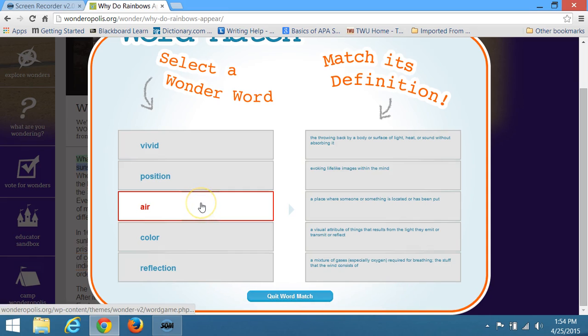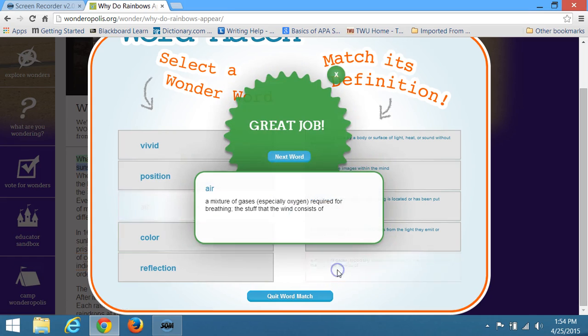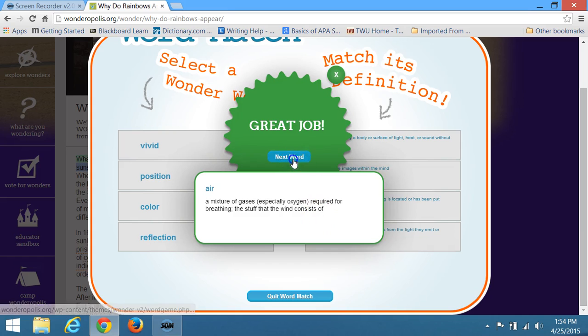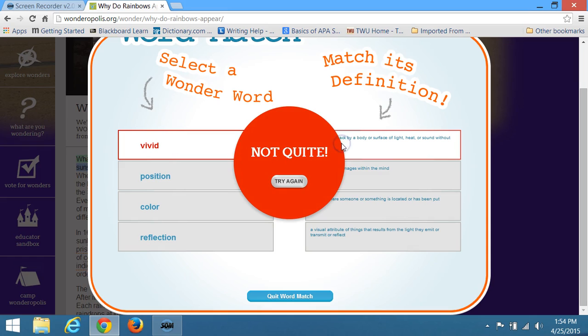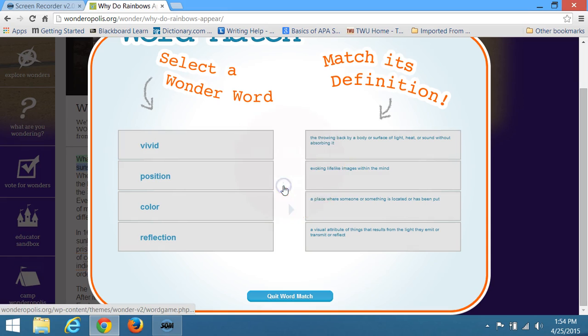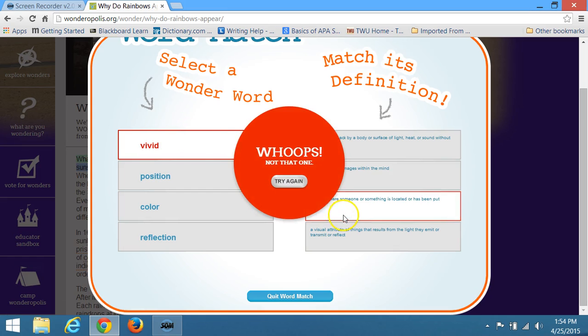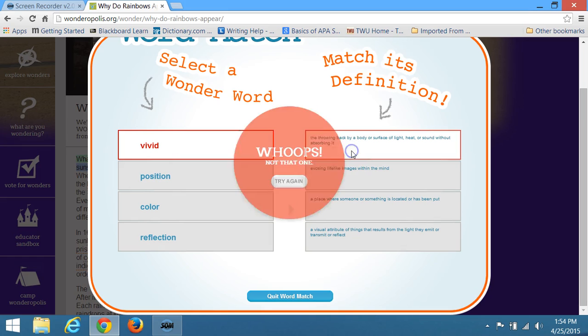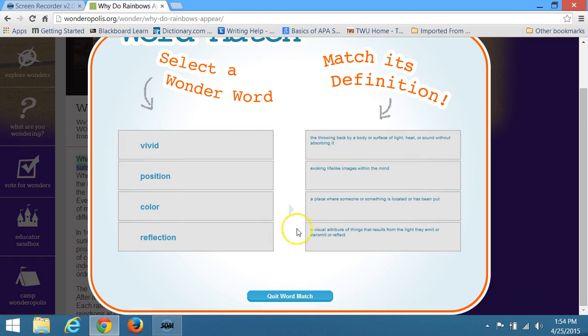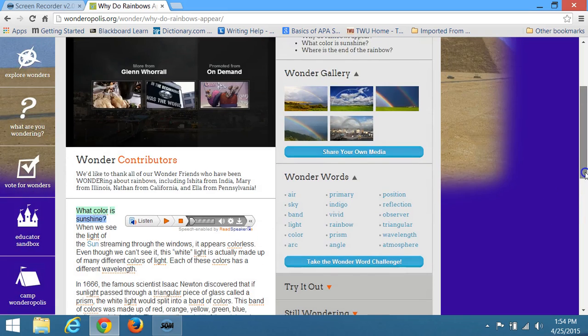So if I say I think I know what air is, a mixture of gases, then I would get great job, next word. But if I didn't know what vivid meant, I would get a not quite. I'd have to try again. Vivid. Oh, whoops, not that one. Try again. Oops, not that one. Try again. And so on until I got it right. You can also quit this as well.